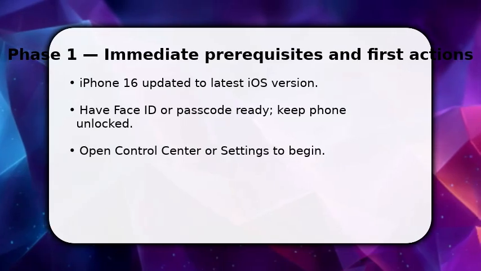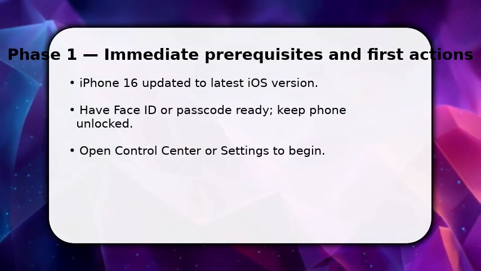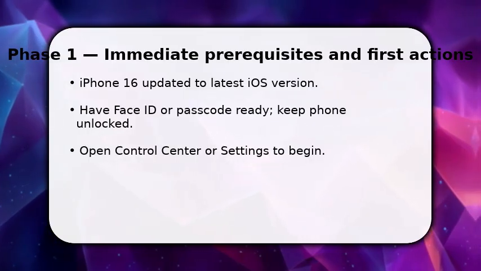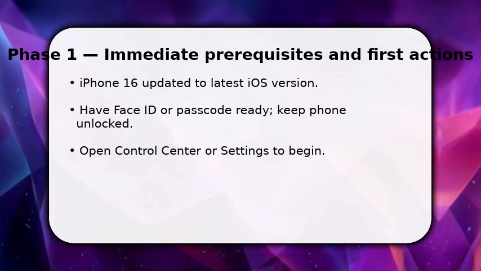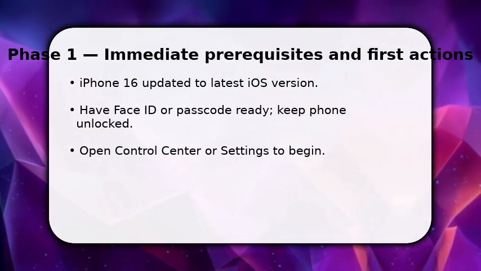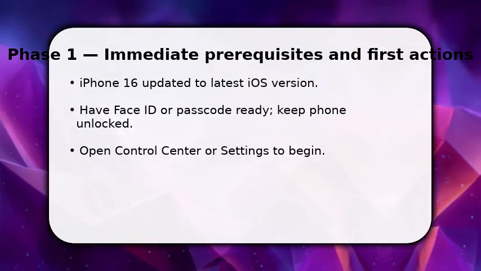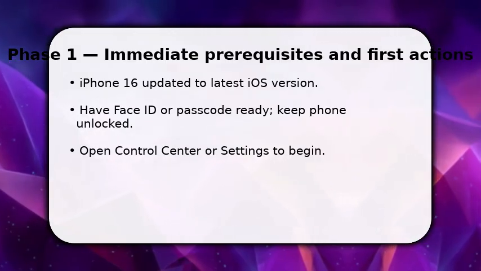Enjoy the video. You need the essentials now. Updated iPhone 16, unlocked with Face ID or passcode available. First, swipe down from the top right to open Control Center. If Control Center is disabled, open Settings, right arrow, Control Center and enable it. Once done, locate the display or brightness control so you can access night mode controls quickly.